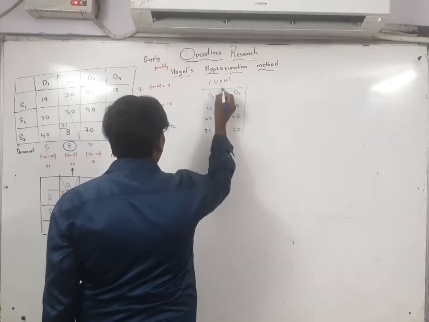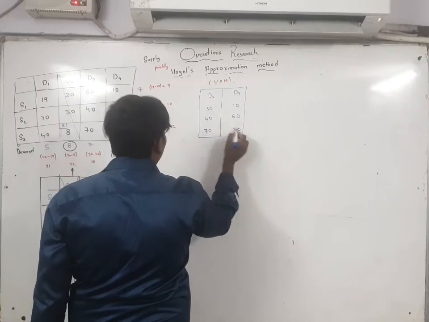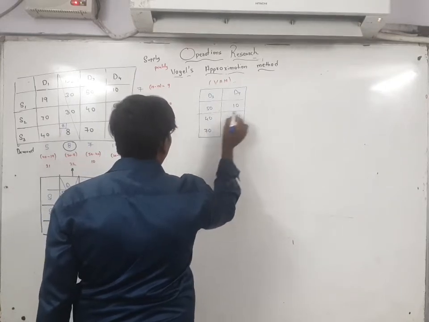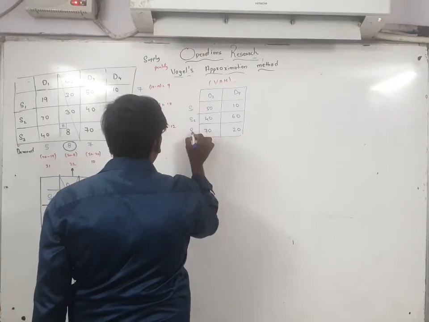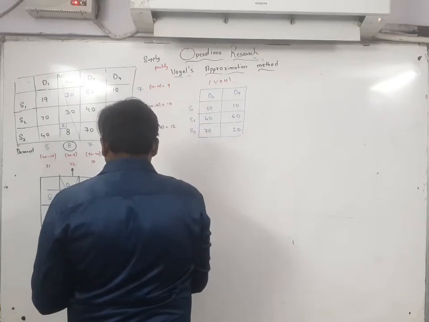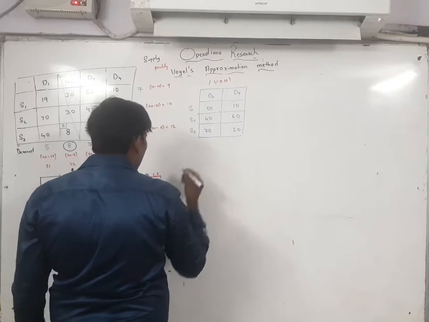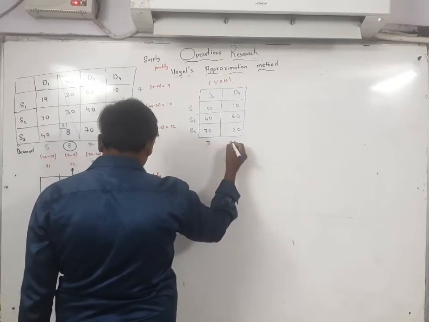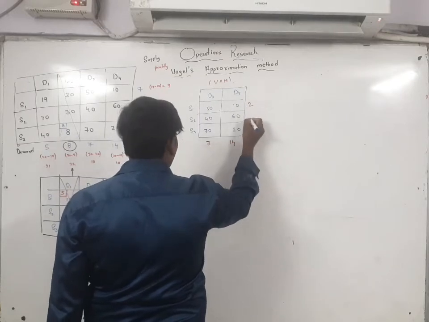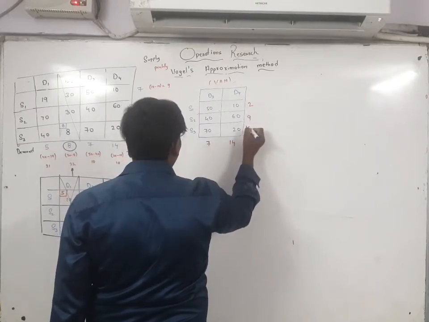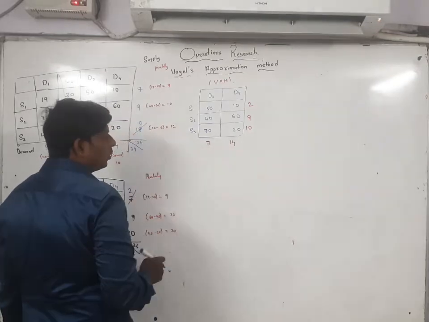This one you have to enclose in a box like this. And here you can write S1 and S2. And this one is S3, demand and supply. After that, here 7 is there, next one 14 is there, and here 2 is there, 9 is there, and this one is equal to 10.